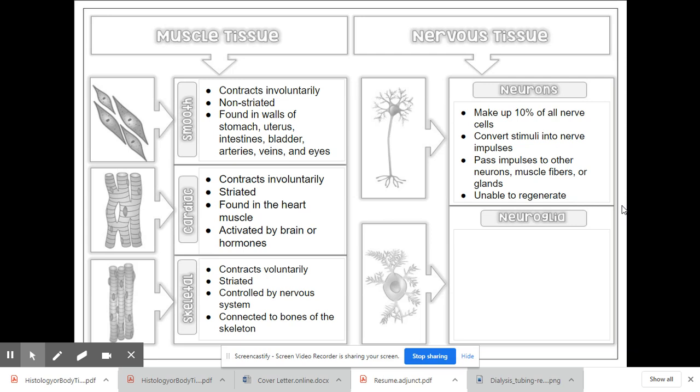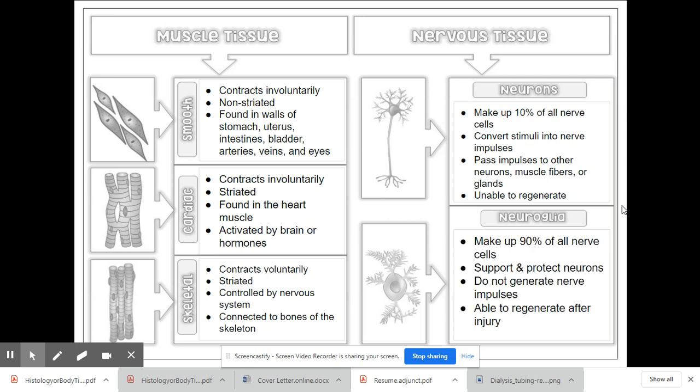muscle fibers. These are connected to muscles to allow them to contract, or to glands to secrete their product, that substance we talked about in the last video. And these cells are unable to regenerate. They cannot make any more of themselves. So if you destroy them by things like using drugs or drinking too much alcohol, or if you're in an accident and destroy the brain tissue, you can't make any more of these neurons.